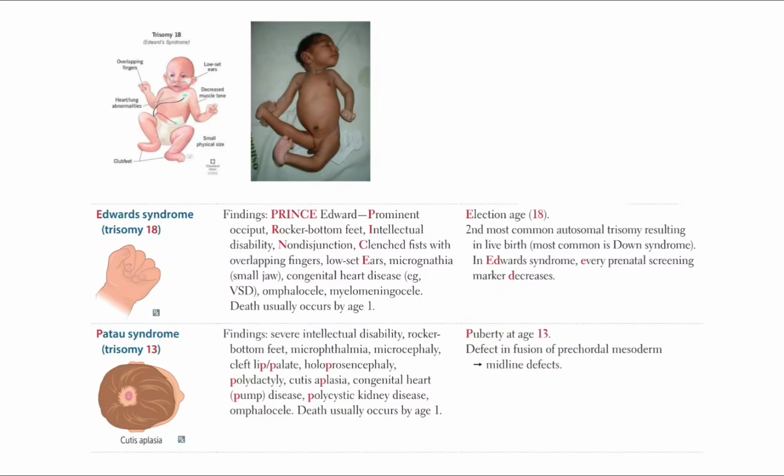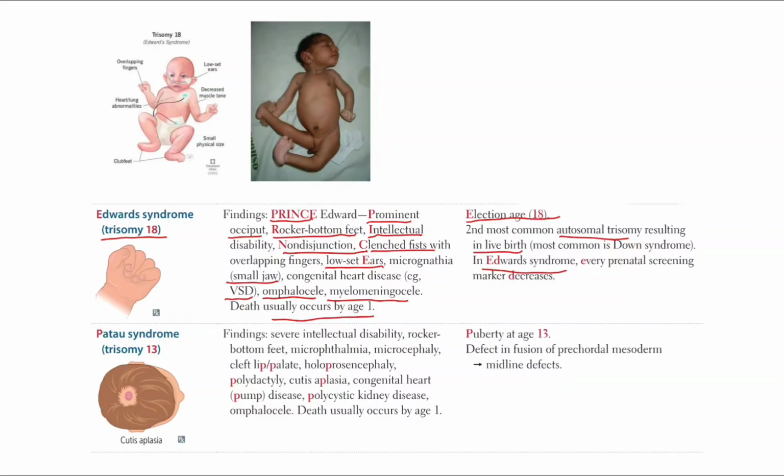Edward syndrome, trisomy 18. Findings in Edward syndrome, its mnemonic is Prince Edward. P for prominent occiput, R for rocker bottom feet, intellectual disability, nondisjunction, clenched fist with overlapping fingers, low set ears, micrognathia, small jaw, congenital heart diseases, for example ventricular septal defect, omphalocele, myelomeningocele. Death usually occurs by age 1. In Edwards syndrome, election age is 18. Second most common autosomal trisomy resulting in live birth. Most common is Down syndrome.